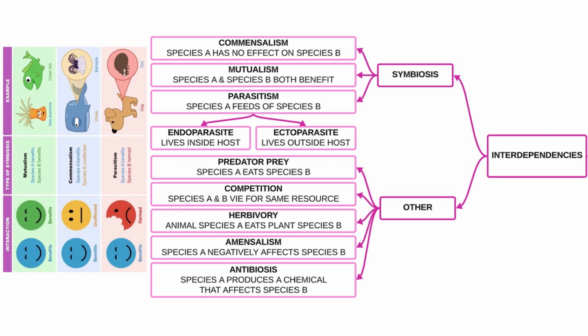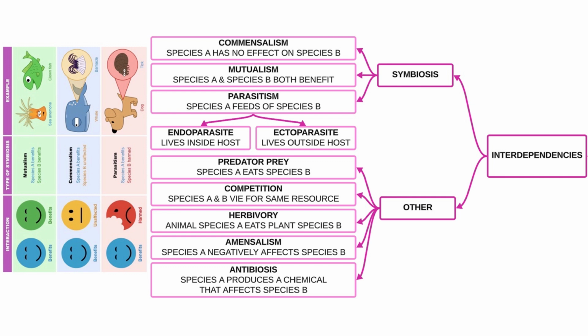Commensalism is where species A has absolutely no effect on species B. Mutualism is where species A and B both benefit from the interaction. Parasitism is where species A feeds off species B, and within parasitism there is an endoparasite and an ectoparasite. An endoparasite lives inside the host, like a tapeworm, and an ectoparasite lives outside the host, like a tick.